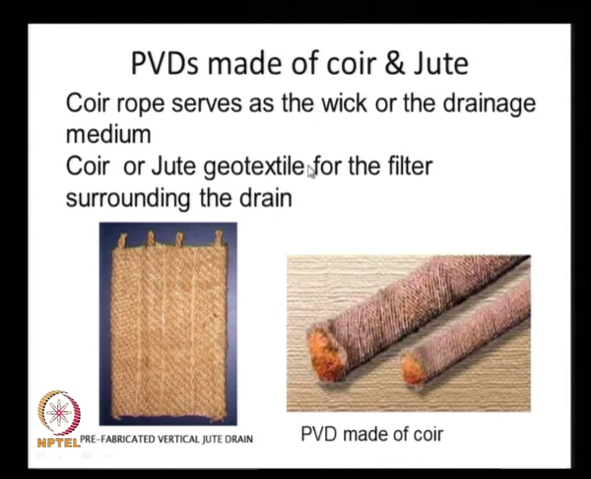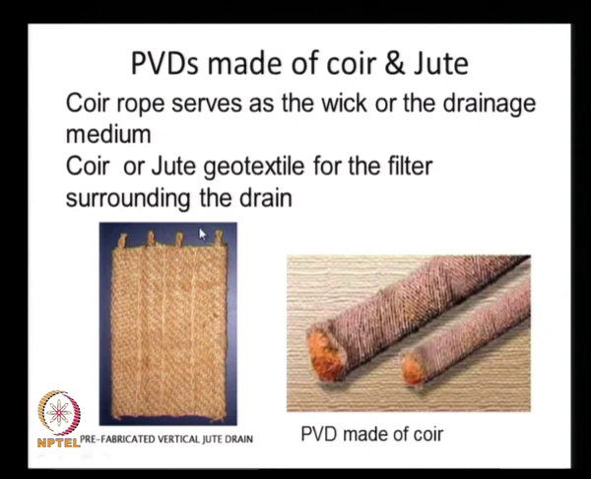And the coir and the jute can be employed for several applications, and here we see some products made for use in the pre-consolidation of soils, the PVDs, prefabricated vertical drains. Here we see a PVD made of jute and coir. The coir wick is there that can transmit water, and the jute filter cloth is surrounding the drainage core to act as a filter. And here we see another example of a very large diameter coir rope that can act as a wick, surrounded by a textile made of jute or coir that can act as a filter.